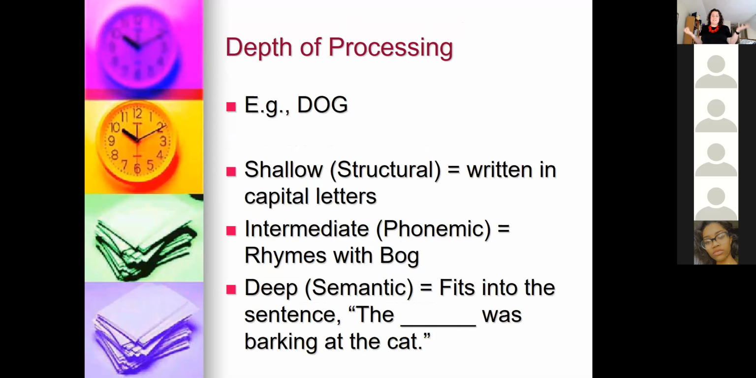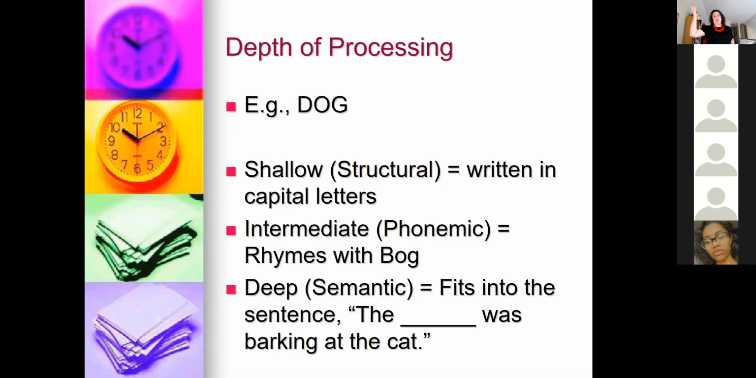All right, so example is, let's say you had to remember the word dog. A structural feature would be this word is written in capital letters, right? That's not going to help you that much, because pretty much any word could just be written in capital letters. The intermediate or phonemic has to do with the sound of the word. So you might think about it rhyming with ball, right? But that still isn't perfect, because it could also be log, or jog, lots of different things.